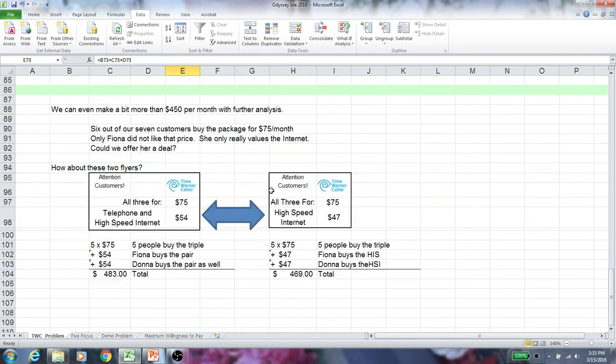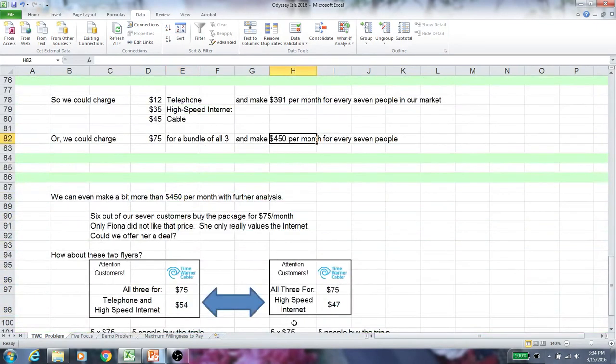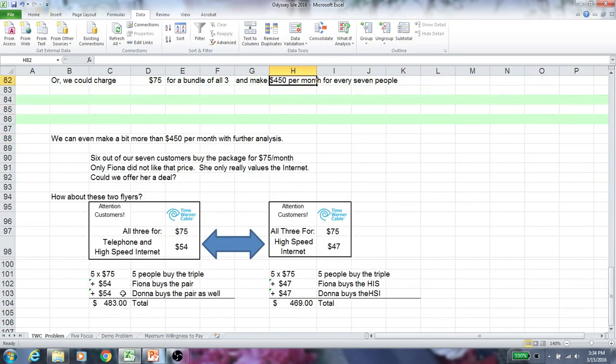So if you think about it, we really had a number of choices. We could just offer the high-speed internet, telephone and cable all as a bundle for $75 and just do without having Donna. That makes us $450. Or we could offer just high-speed internet, or we could offer telephone and high-speed internet. And this is the way to maximize revenue. Offer all 3 for $75 and offer telephone and high-speed internet for $54. We get 5 out of 7 people to buy the triple, and then 2 out of 7 people to buy the pair. We'll make $483, and you can't do better than that.